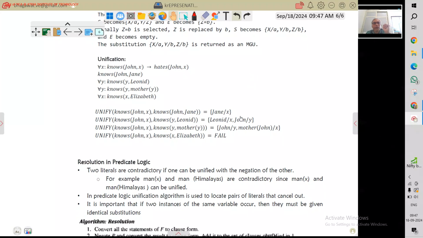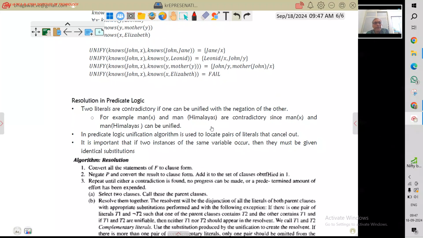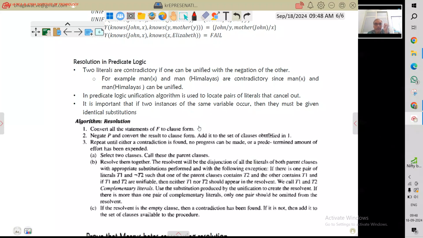Still, here we have got some examples which you can go through. Now we are talking about the algorithm of resolution in predicate logic. Already we have seen the concept of predicates with an example. Now we'll just try to understand the algorithm. What the algorithm says, as you know, is to convert all the statements of F to clausal form. So you are going to convert whatever WFF you are going to consider into the clausal form. That is your first step.